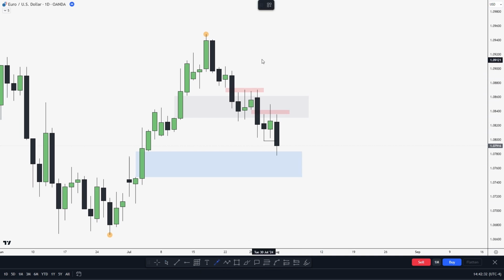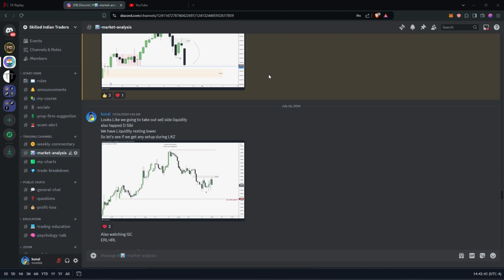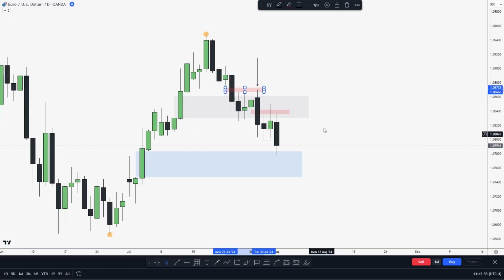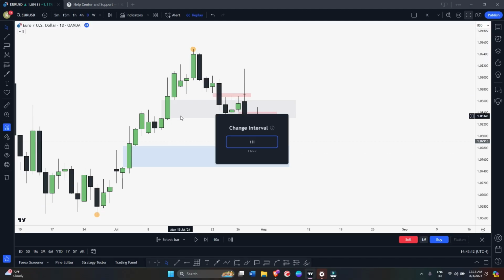On Discord I shared with you guys that I am looking for a sell in this area when the market taps this daily bearish fair value gap. If you go to my Discord, let me show you. So you can see I said just when we tap this daily fair value gap. The reason I was looking for a sell at that time, when the market was in this upper fair value gap, I know we don't have any high probability condition, but the reason I was looking for sell at this upper fair value gap is that if you go to the 1 hour or 4 hour time frame, you will see very clean liquidity, basically, okay? So let me show you.